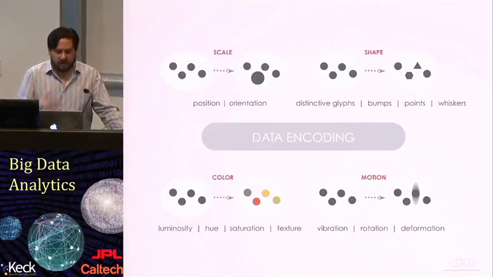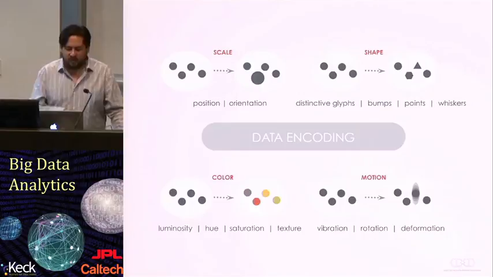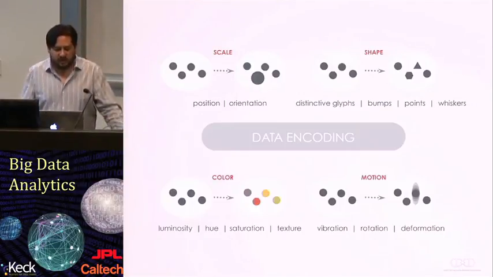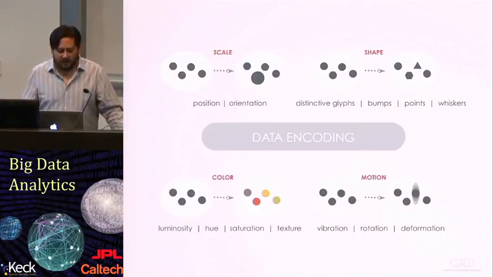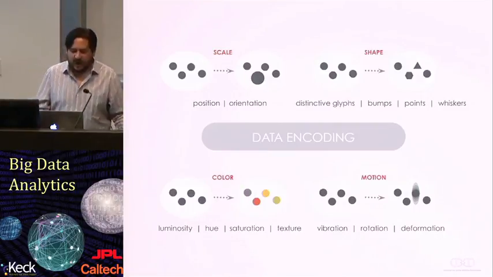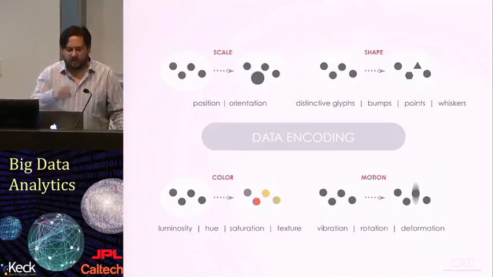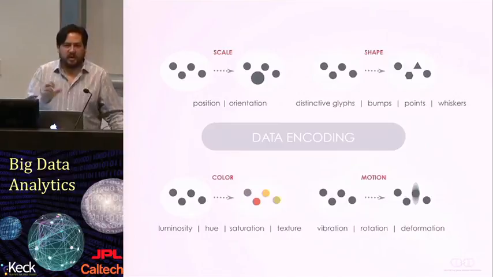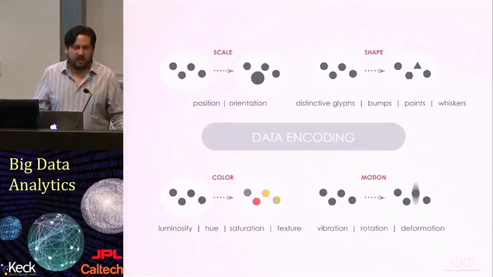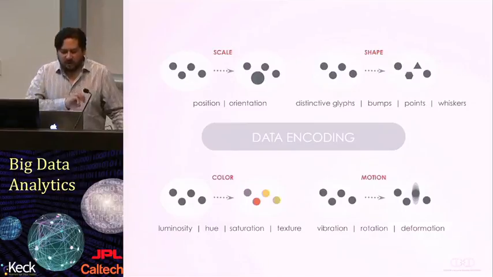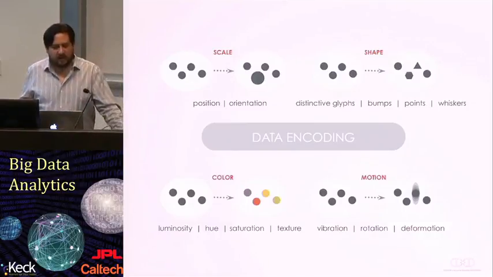And of course, you can use color, which you can actually vary both the hue, saturation, as well as the luminosity. You can combine it with other elements to actually create texture. Finally, in an interactive screen, you can even add motion to it. You can add simple vibrations, you can add rotations, you can even add deformations that could actually map different variables to these movements.